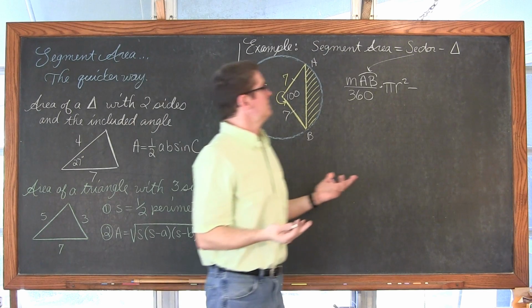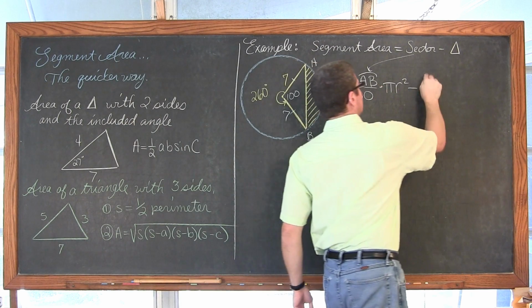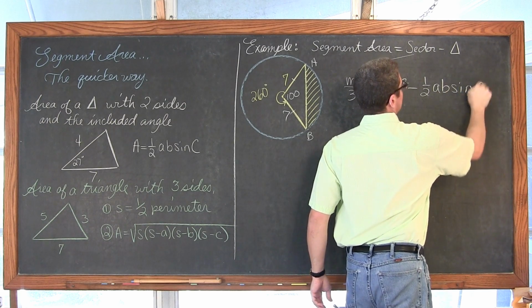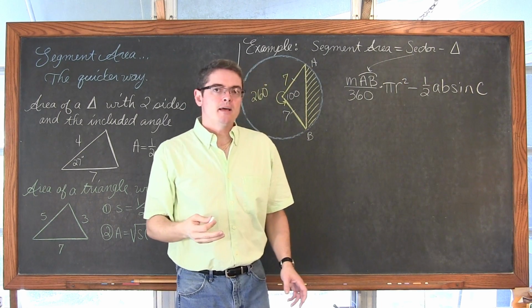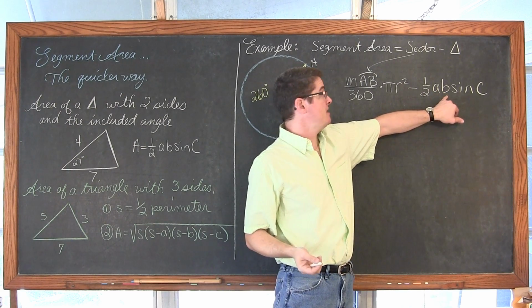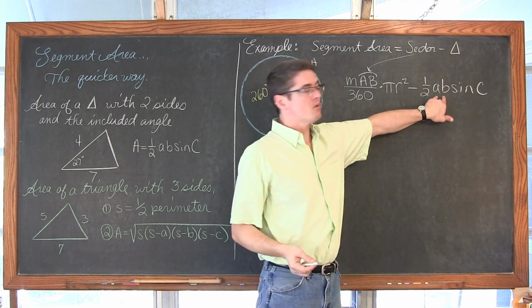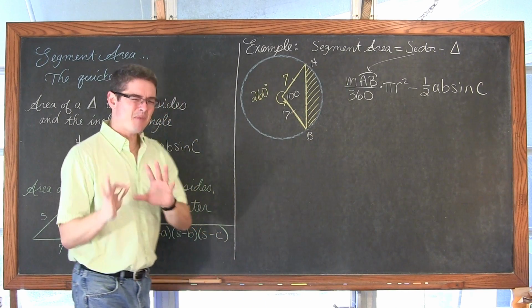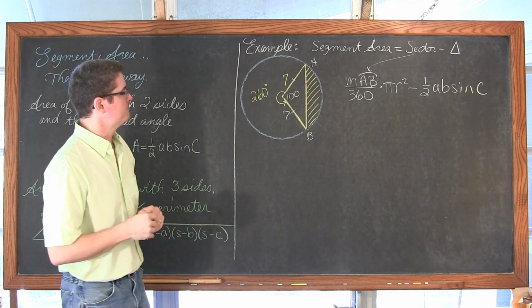So let me write the formula out. We have 1/2 A, B, sine of C. And this could also be 1/2 B, C, sine of A. Whatever two lowercase letters are here, the other letter is at the end of that formula. Your textbook might have given you 3 versions of that formula.